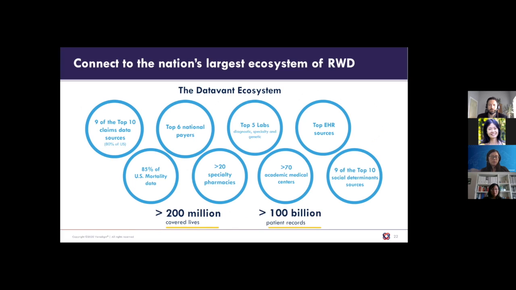ecosystem of real-world data. And we cover a broad spectrum of data types, from EHR data like at Veradigm to organizations that have claims data, laboratories, specialty pharmacies, and academic medical centers use our software as well. And in addition, we're growing into more non-traditional healthcare data sources such as social determinants of health data.